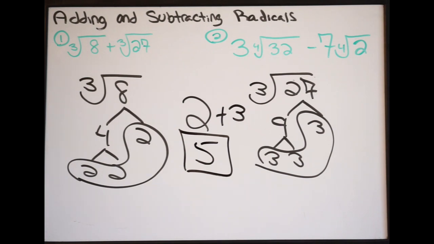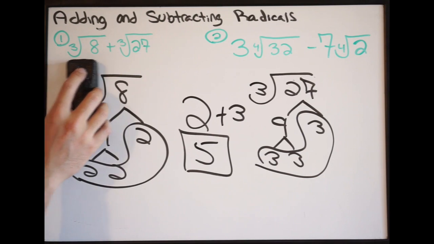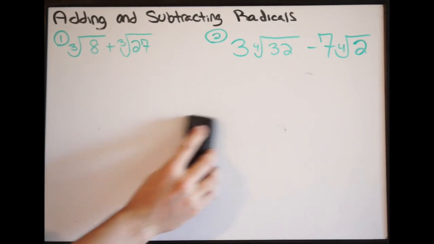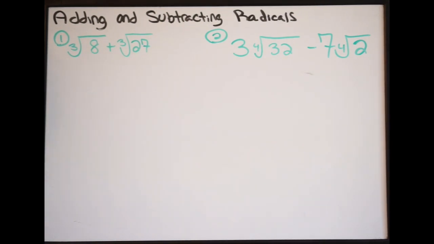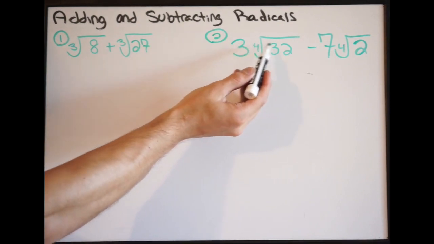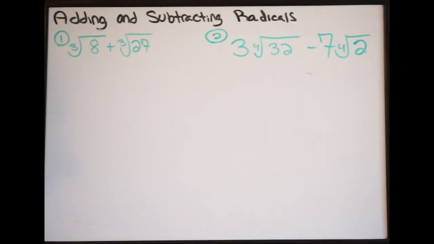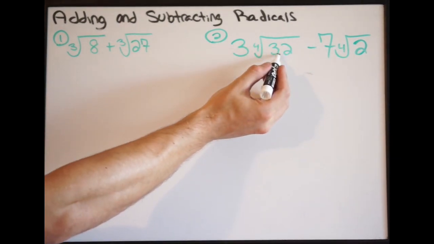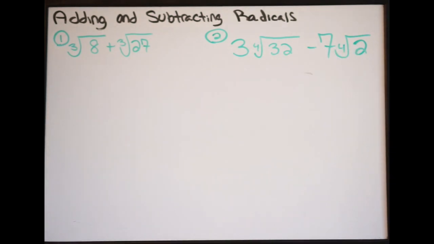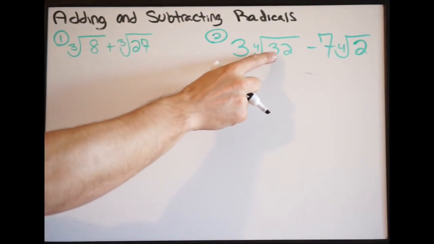Okay? Now let's take a look at number 2 because it's a little bit different. So let's go ahead and erase this. So just doing my quick check, do I have the same index? And the answer is yes, I do. It's 4. But my radicand is not the same. Notice here I have different radicands, right? So let's look at this. How can we simplify this down?